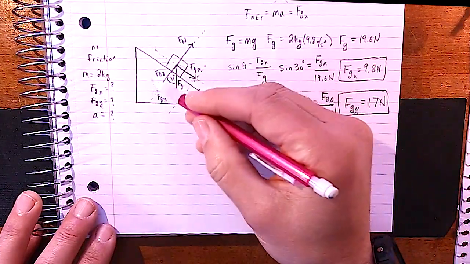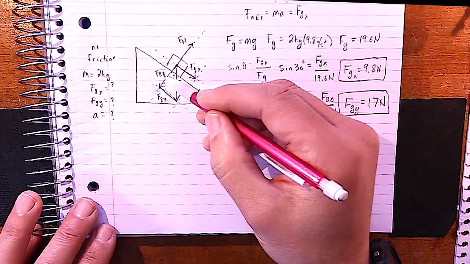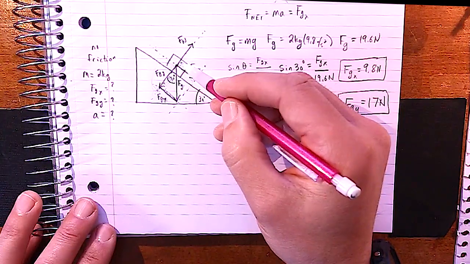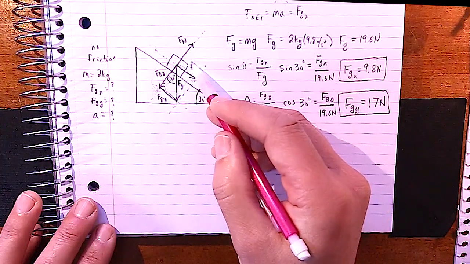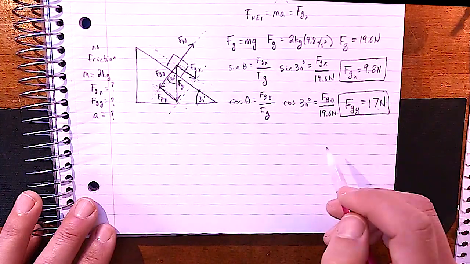So we found this, but this has to be equal to Fn. So when we found FGY, we also found the force normal. So the force normal is 17 newtons.